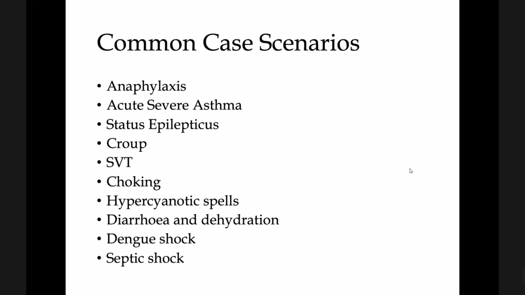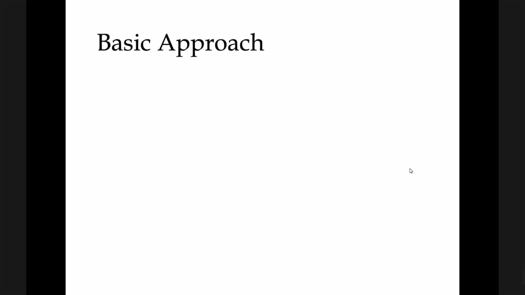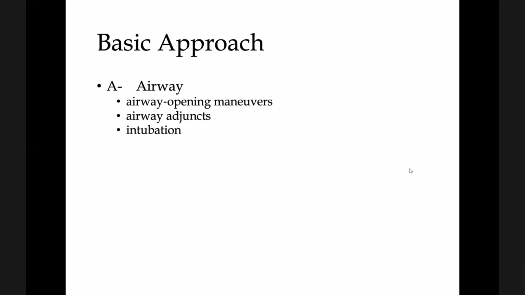So before we move on to the individual emergencies, there are some basic things that you need to do. As you may have already heard, the ABCDE approach. A is airway, where you need to maintain the airway. Sometimes you will have to do certain procedures to open up the airway, such as chin lift and jaw thrust, and sometimes you might have to use certain airway adjuncts, such as oral airways or laryngeal mask airways, to keep the airway patent. Airway maintenance will include frequent suction of secretions. And if everything fails, then of course you need to intubate.